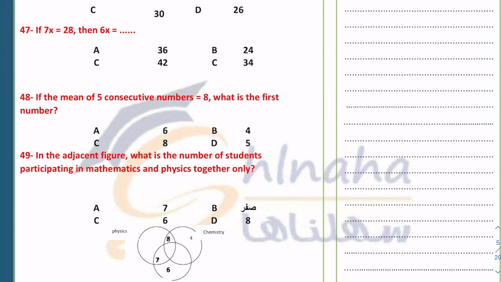Question number 49. In the figure, what is the number of students who are in mathematics and physics? In mathematics and physics, we have 7 students.